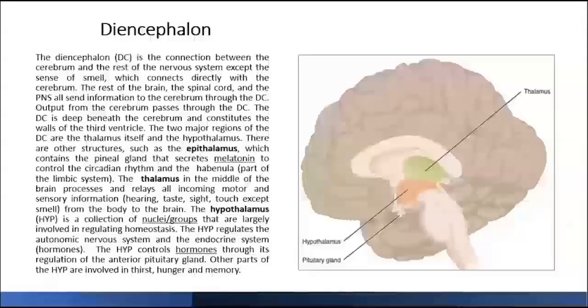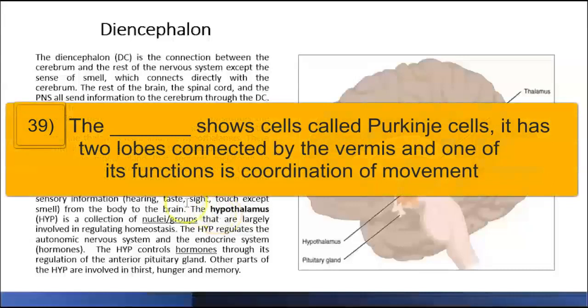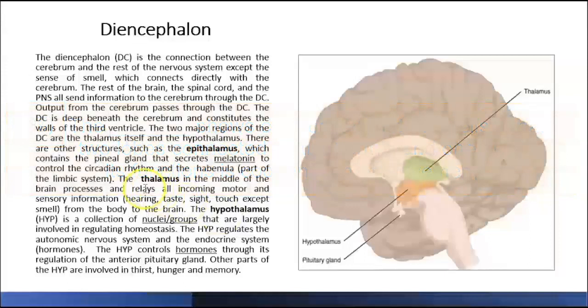The diencephalon. The diencephalon has three parts: thalamus, hypothalamus, and epithalamus. The thalamus is a group of neurons. They're going to form multiple groups. The thalamus is located right in the middle before the information reaches the brain.